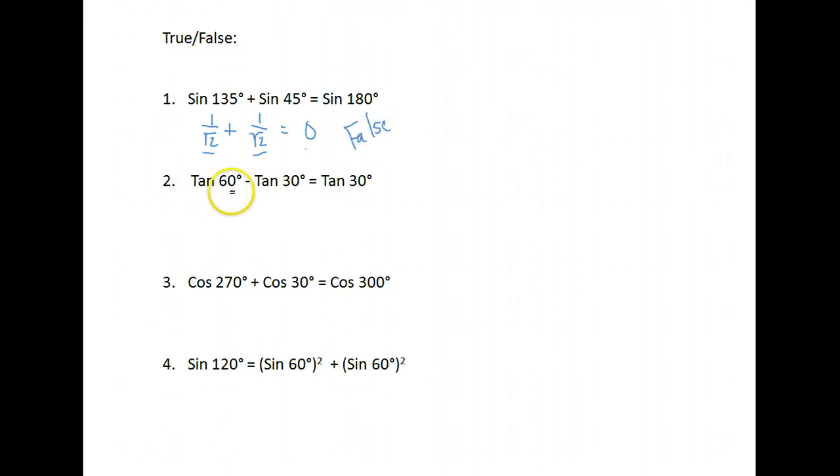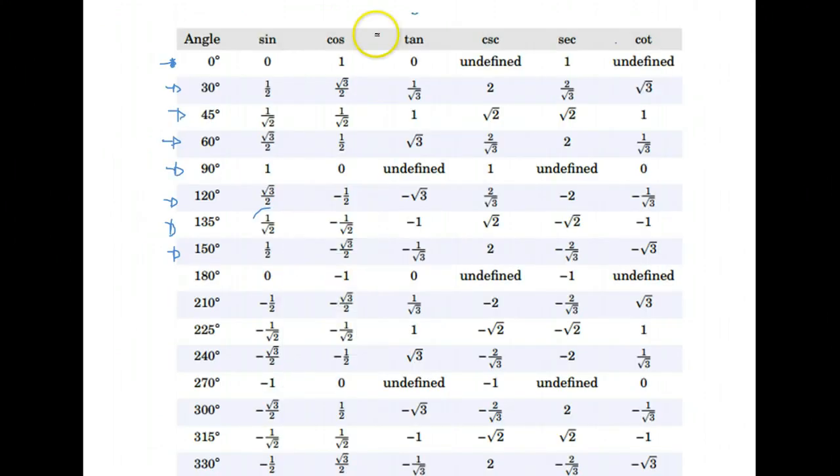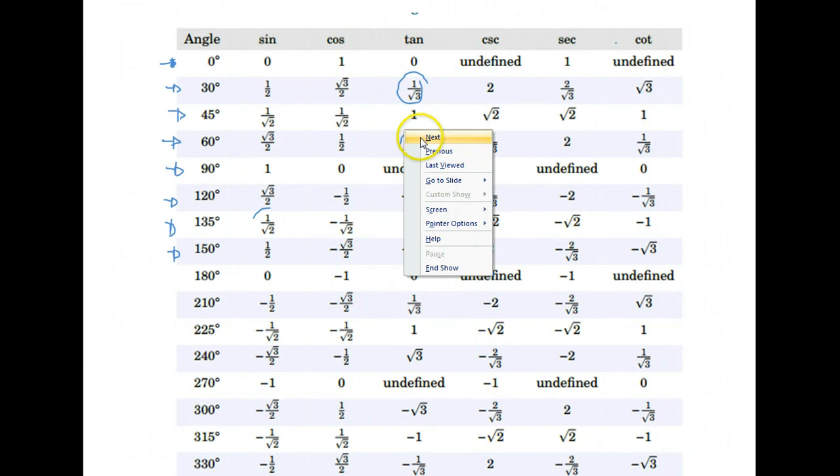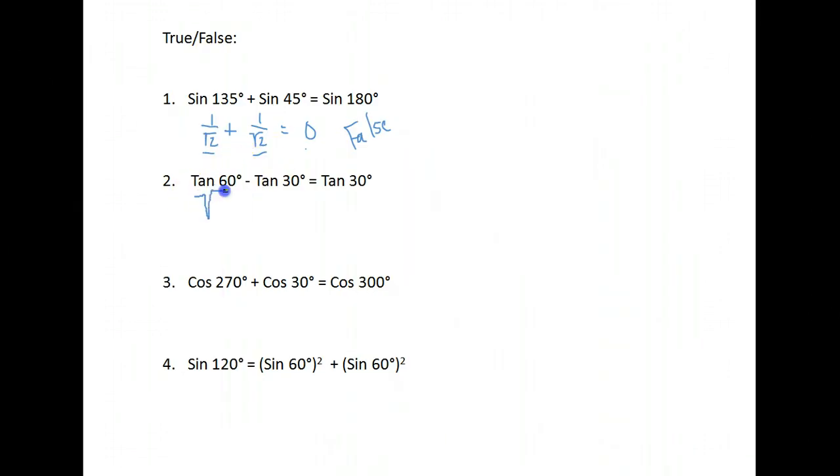Next, tangent 60 minus tangent 30, does that equal the tangent of 30? So we're looking with tangents here. The tangent of 60 is the square root of 3. The tangent of 30 is 1 over the square root of 3. We're going to use those values. So tangent 60 was root 3 minus tangent 30, 1 over the square root of 3. Does that equal the tangent of 30, which again was 1 over root 3? Now this one looks tempting, like it possibly could be correct. I would try that out on your calculator, or you could do some simplifying here, either way.